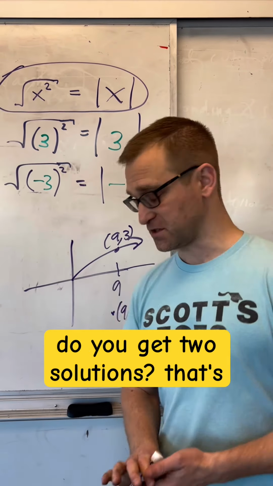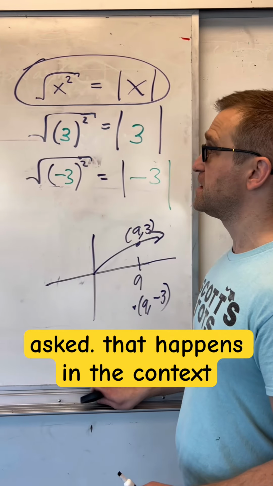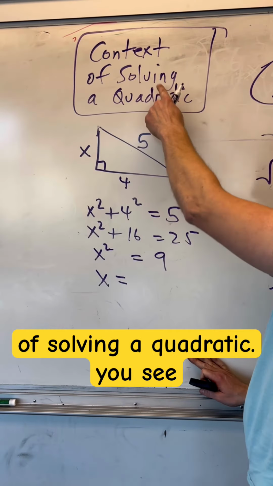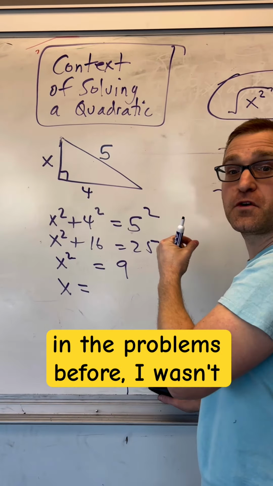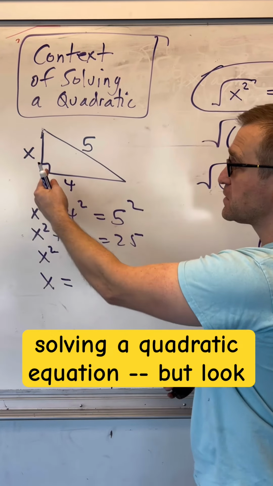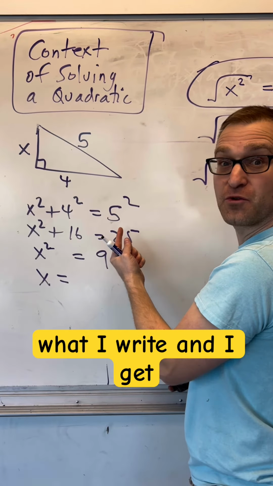Now, when do you get two solutions? That's a great question. I'm glad you asked. That happens in the context of solving a quadratic. You see, in the problems before, I wasn't solving a quadratic equation. But look here, Pythagorean theorem, right? Isn't that what I write?